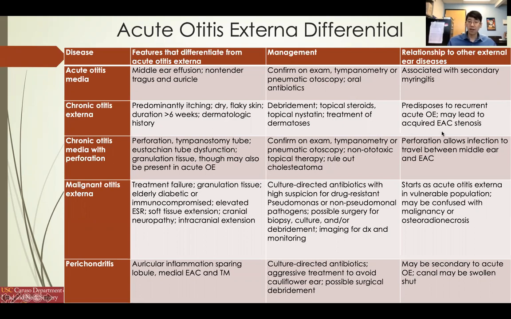Chronic otitis externa predisposes to recurrent acute otitis externa, and rarely this can lead to acquired ear canal stenosis. We've talked about treatments with steroids, possibly adding some nystatin. And with chronic otitis media with perforation, you want to be thinking about, is there a cholesteatoma present? The perforation can confound things because the infection can travel between the middle ear space and the ear canal. Malignant otitis externa usually starts out as acute otitis externa in your vulnerable patient population, and this MOE can be confused with malignancy or osteonecrosis. We've talked at length about the diagnosis and the management.